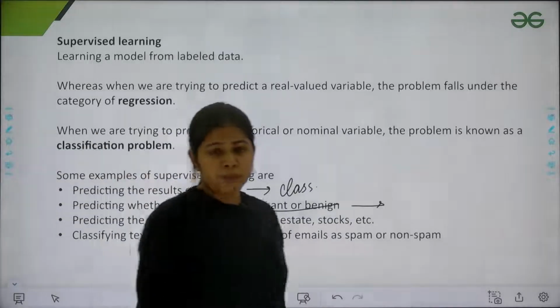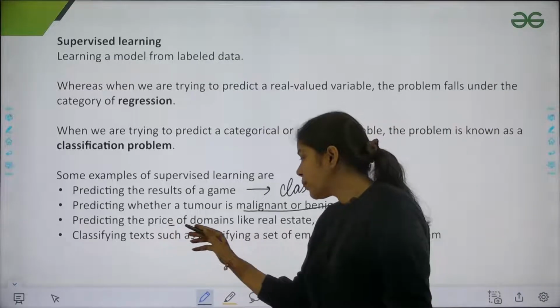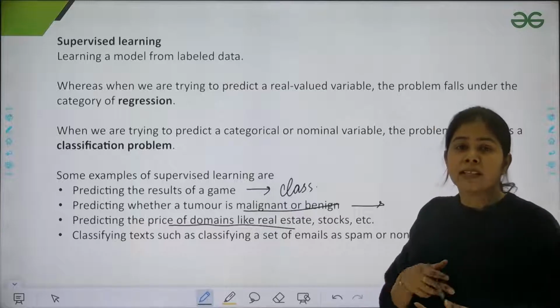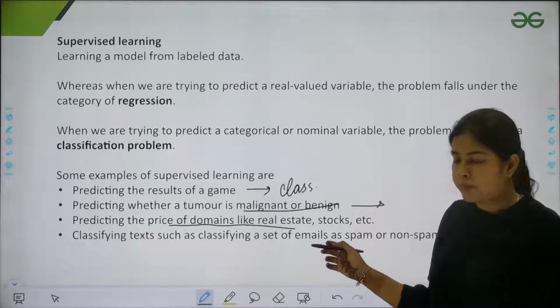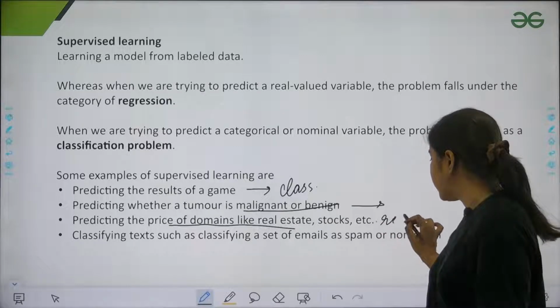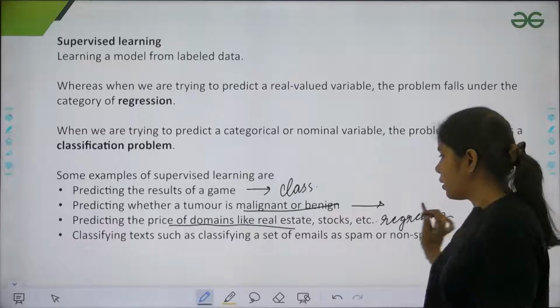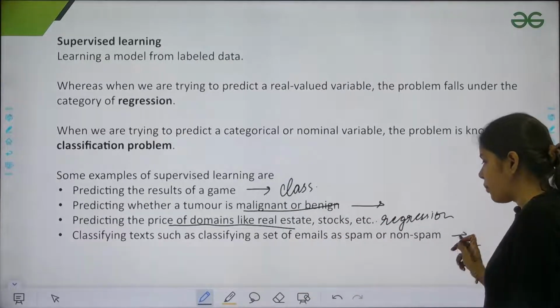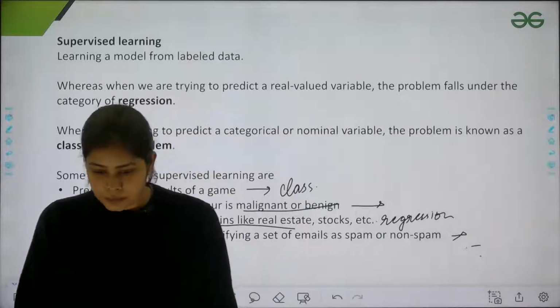Next is predicting the price of domains like real estate, stocks, etc. So what would it be? Is it classification or regression? We are predicting the price, and price is a numerical output, right? Any real value is possible. So this is regression. Classifying text, such as classifying a set of emails as spam or non-spam, that is classification. We already discussed that, right?